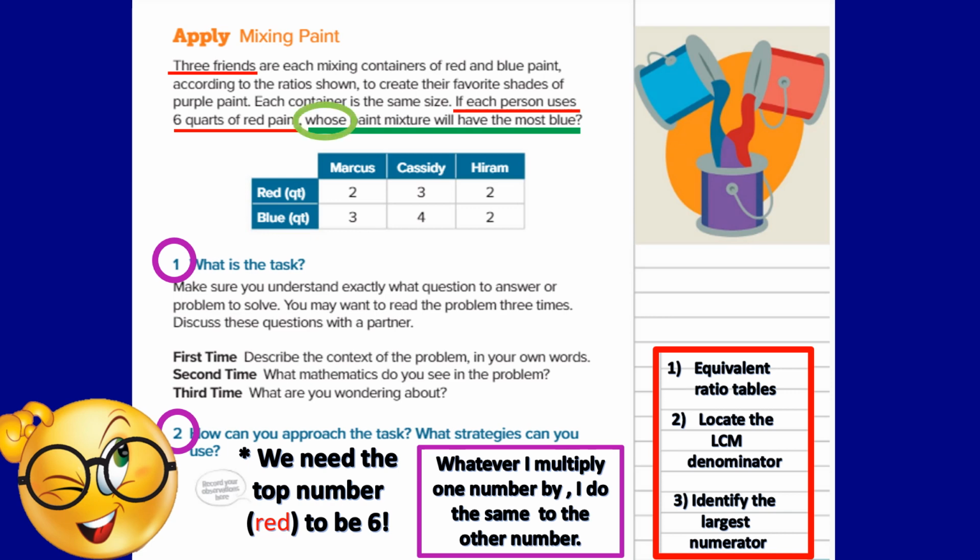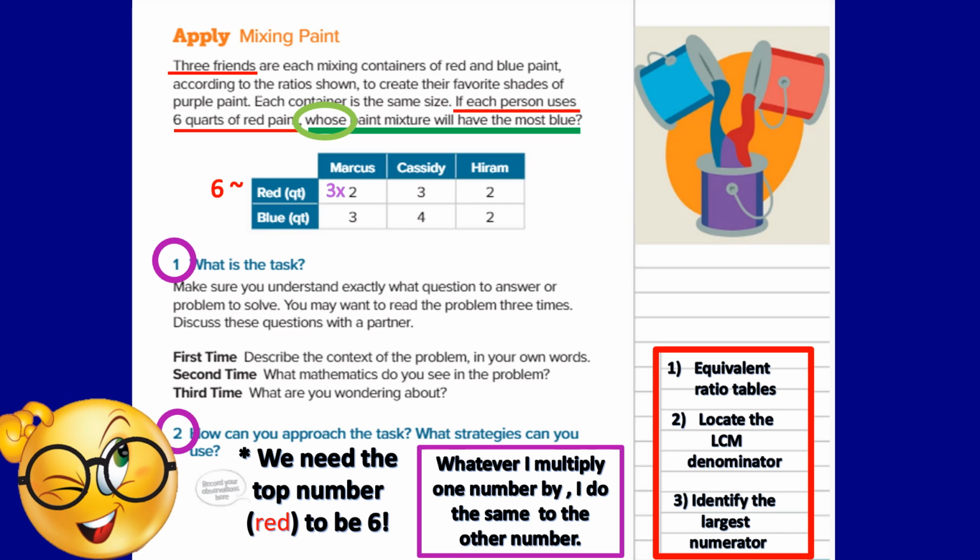So if I know that I'm going to come up with 6, then I'm looking for an individual that has the highest ratio in the blue, who has the biggest number. Well, first we have to start by finding our top number of 6. So I'm asking myself, well, what am I multiplying 2 by to get 6?